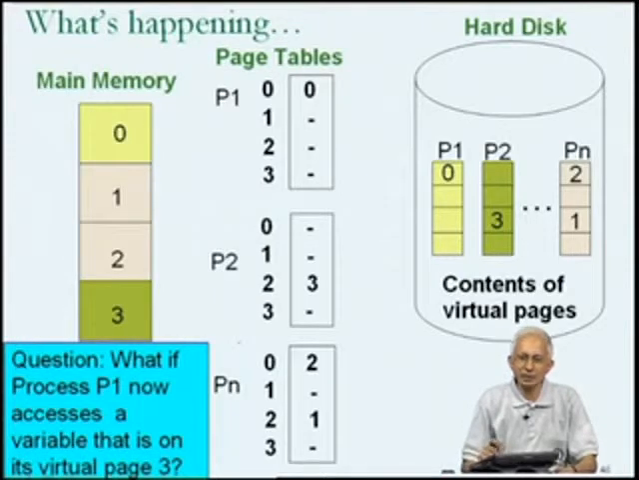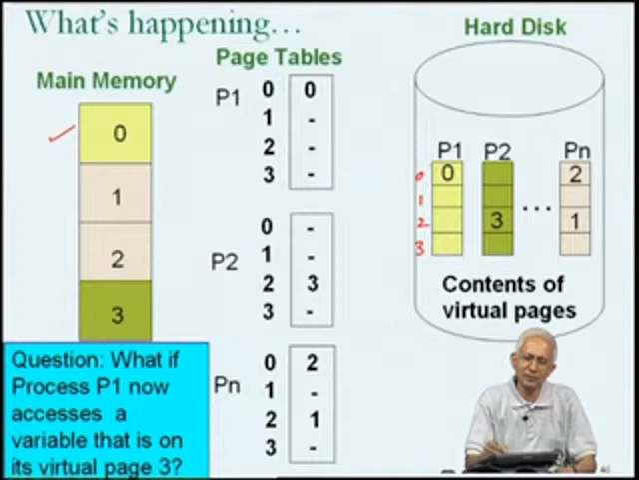raises an interesting question. So the question is this: what if the system is in this particular state and process P1 now accesses a variable that is present on its virtual page 3? Now what is virtual page 3 of process P1? Remember, virtual page 0 is present in main memory, virtual page 1 is not, virtual page 2 is not, and virtual page 3 also is not. So again, just to make sure we understand what's being said, the question is, what if process P1 is in execution and it accesses a variable that is in its virtual page 3? What could be present in its virtual page 3?